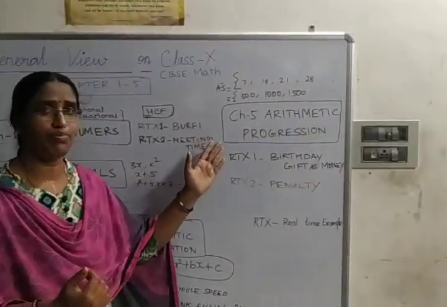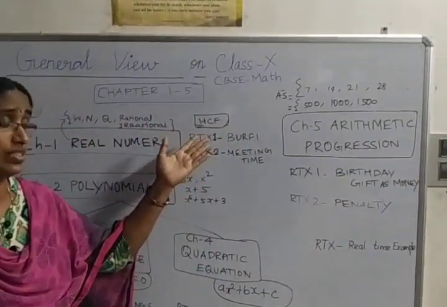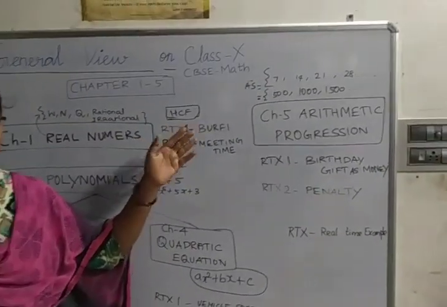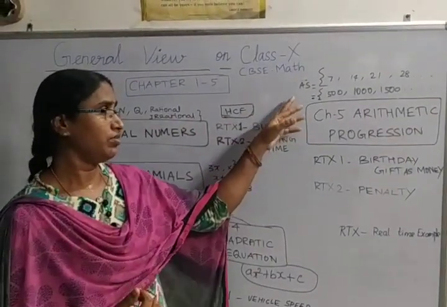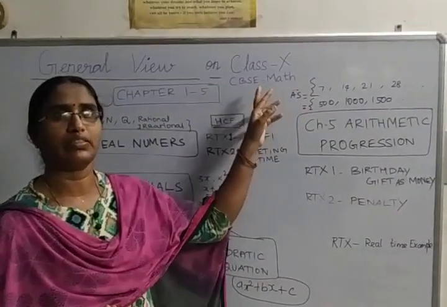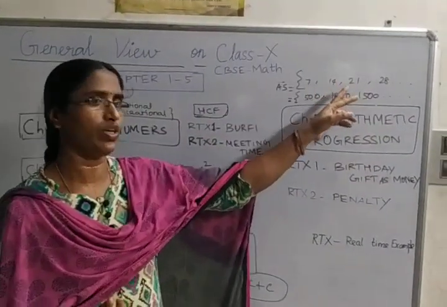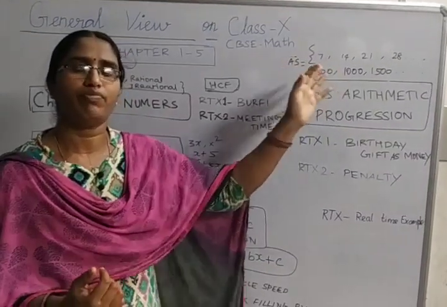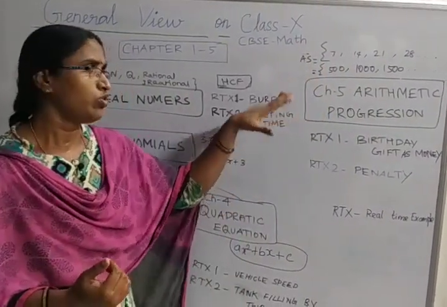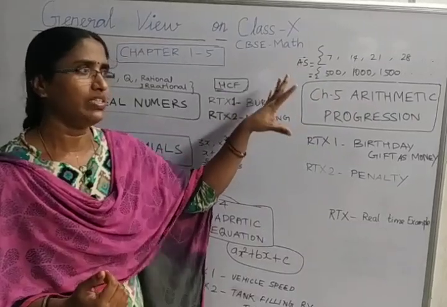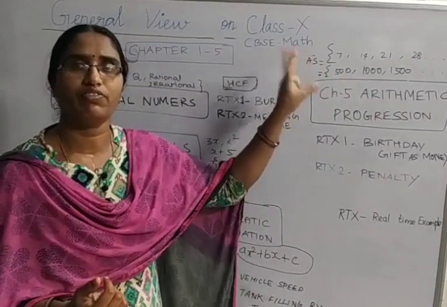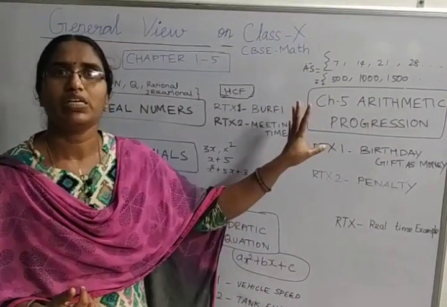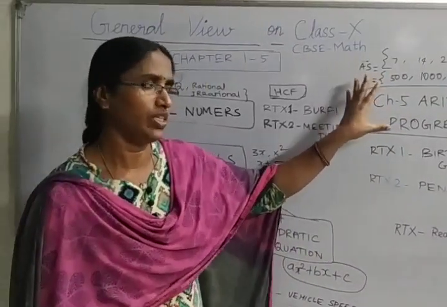Your 5th chapter is so interesting. It's arithmetic progression. Before that, you should know arithmetic series. A series is like 7, 14, 21, which are multiples of 7, or 500, 1000, which are multiples of 500. In an arithmetic series, the difference between adjacent numbers is always the same. You should know that. This is the basic thing.